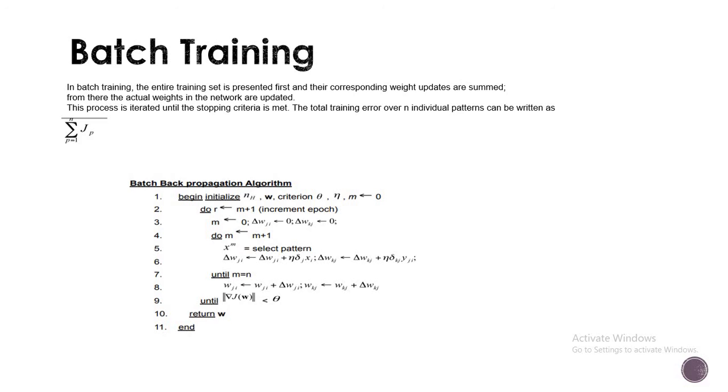Next is batch training. In batch training, the entire training set is presented first and the corresponding weight updates are summed. From there, the actual weights in the network are updated. This process is iterated until the stopping criterion is met.